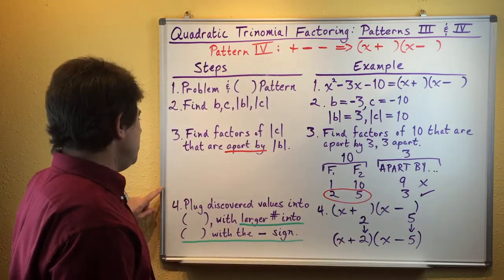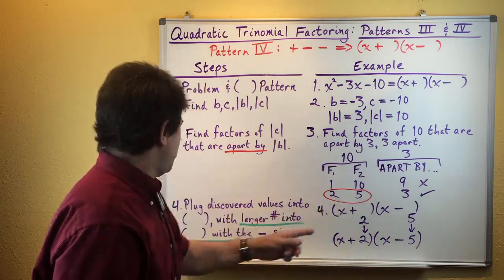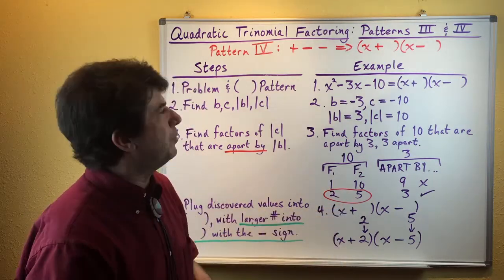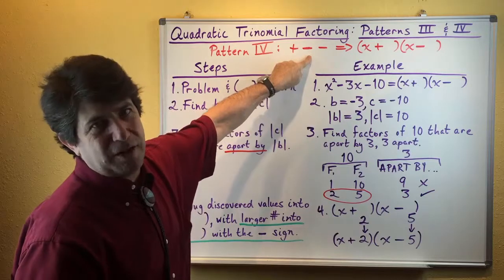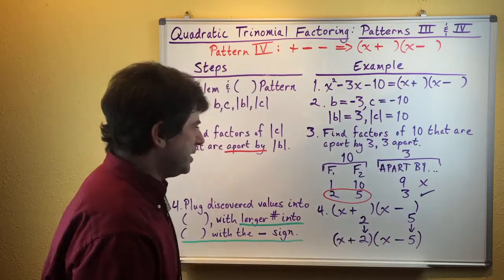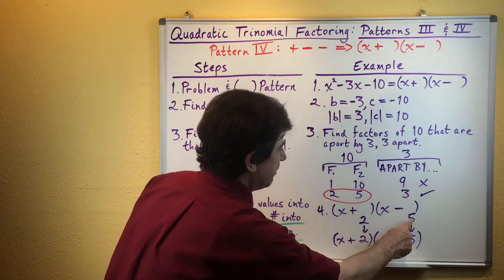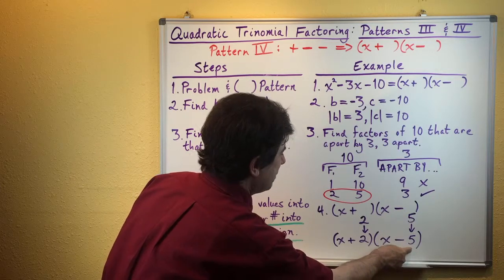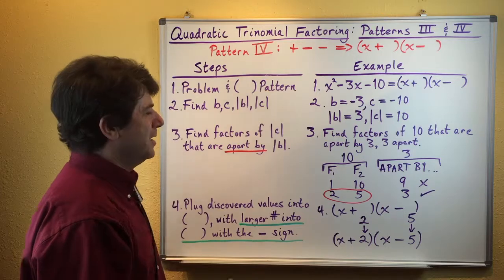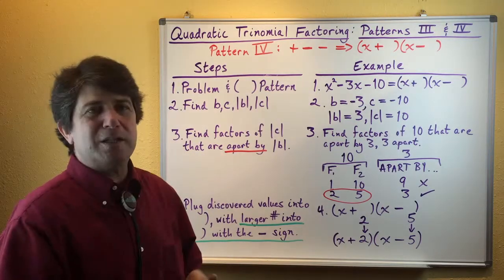So here's the one difference, which I'm showing in green here. We plug those discovered values, the 2 and 5, into the parentheses, with the larger number, the 5, going into the parentheses with the negative sign, because that middle sign is negative. So we look at our parentheses and ask, which one has the negative sign? This one does. That's the one that gets the larger number, the 5. So we plunk the 5 right there into that parentheses. We put the smaller number, the 2, into the parentheses with the positive sign in this case. And that's it. We're done. We factored a pattern 4 trinomial as well as pattern 3.